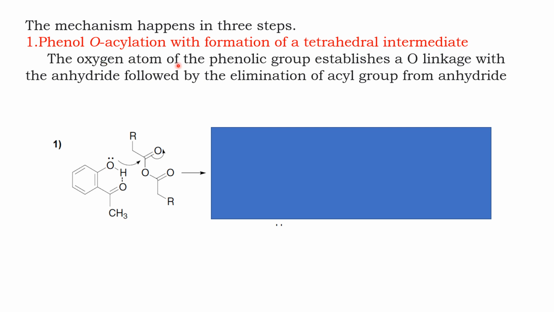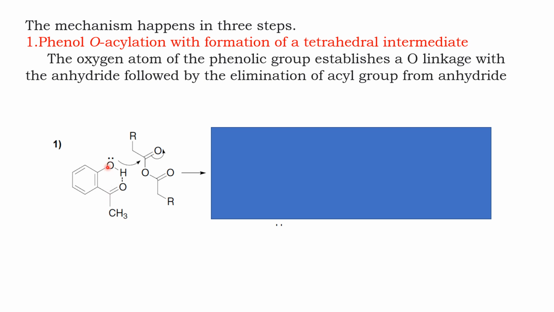So the oxygen atom of the phenolic group establishes an oxygen linkage with the acetic anhydride, followed by the elimination of an acyl group from the anhydride. We know anhydride has two acyl groups, R C double bond O, C double bond O R. This is an anhydride. So the oxygen atom of the phenol, see here, write down this one. You take down this one: benzene ring, OH, CH3, C double bond O. Take down this, write down this.